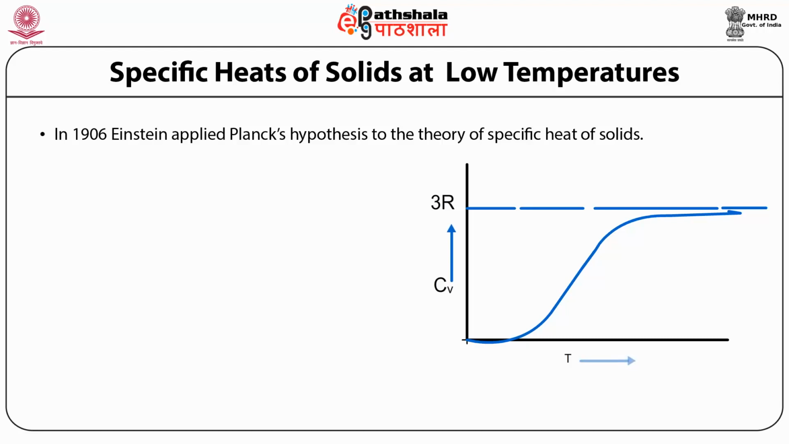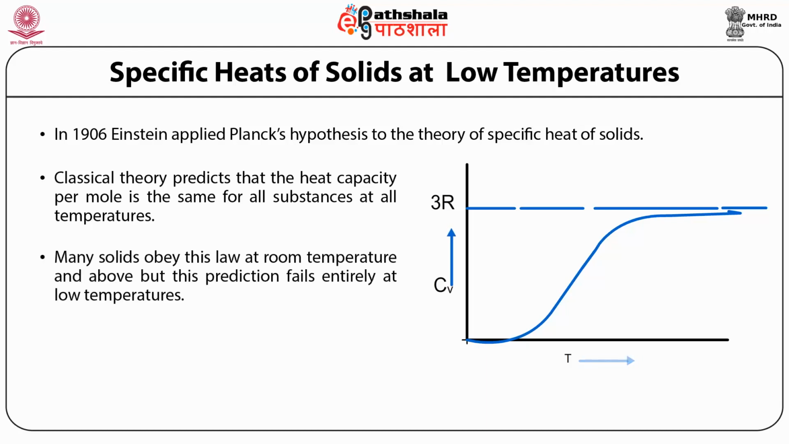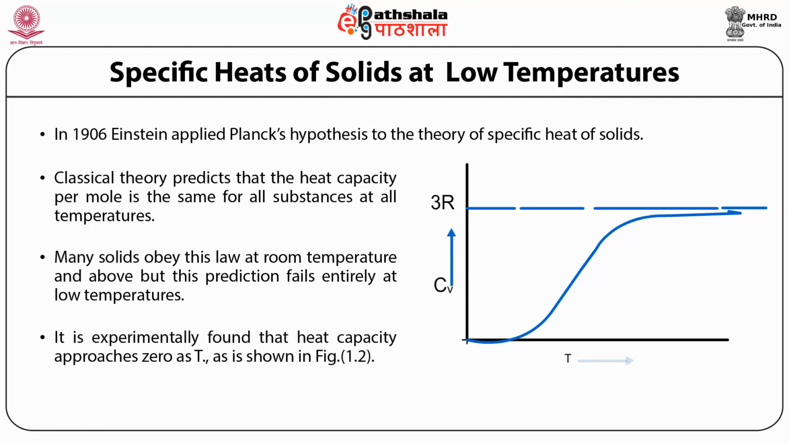For 1 mole, N is 6.025 into 10 to the power 23. Thus, the mean energy of the solid U equals 3NkT equals 3RT. This means the lattice contribution to molar specific heat capacity Cv is dU by dT equals 3R, about 6 calories per degree per mole. This classical theory predicts that the heat capacity per mole is the same for all substances. Many solids obey this law at room temperature and above, but this prediction fails entirely at low temperatures. It is experimentally found that heat capacity approaches zero as T tends to 0, as shown in figure 1.2.